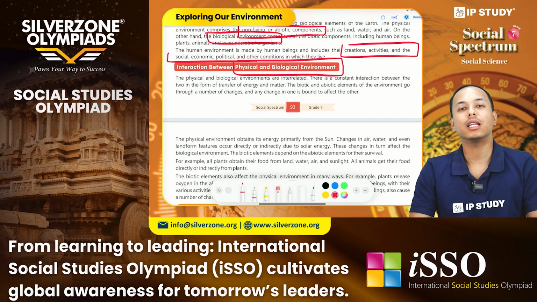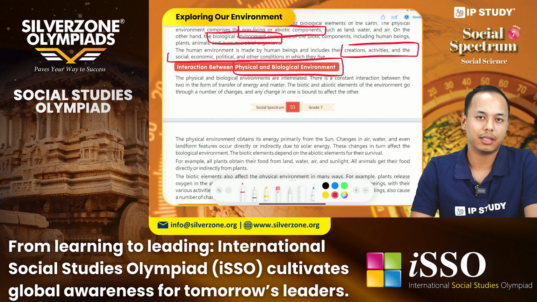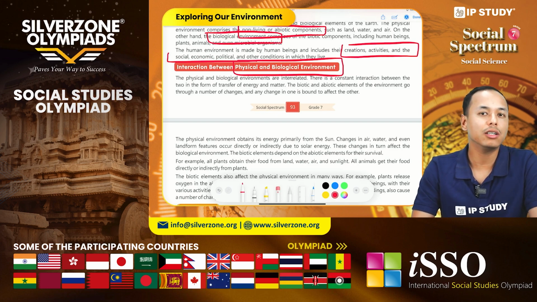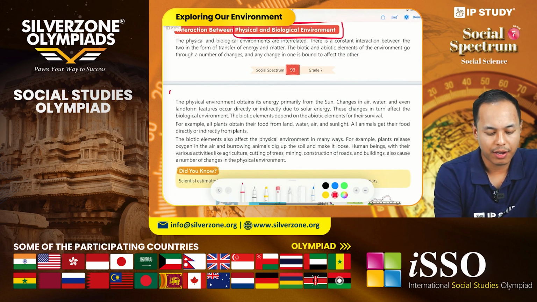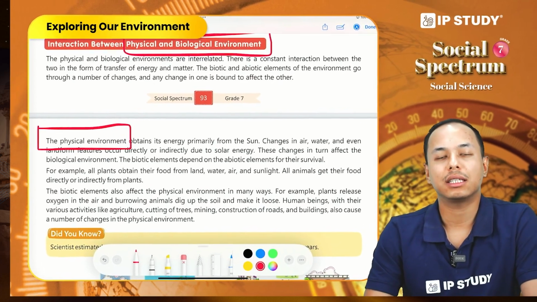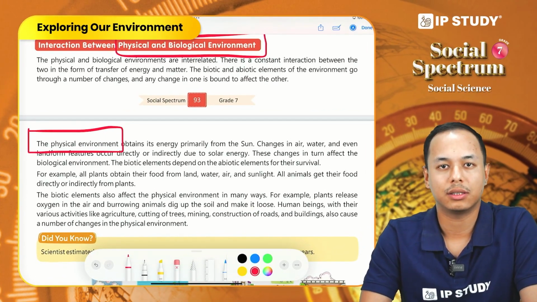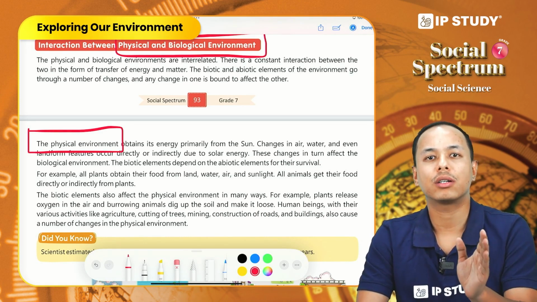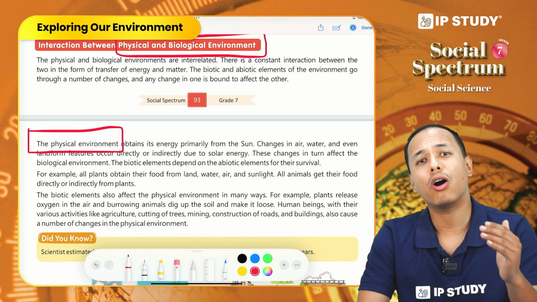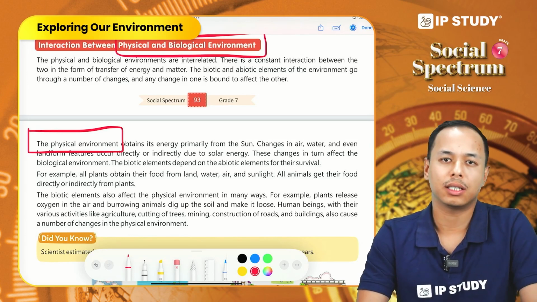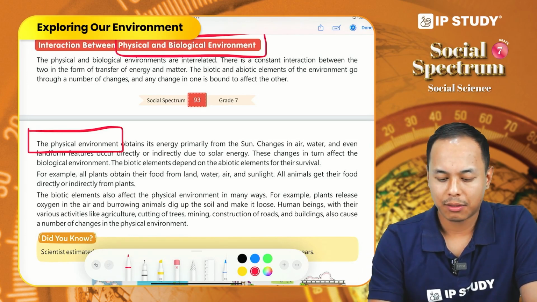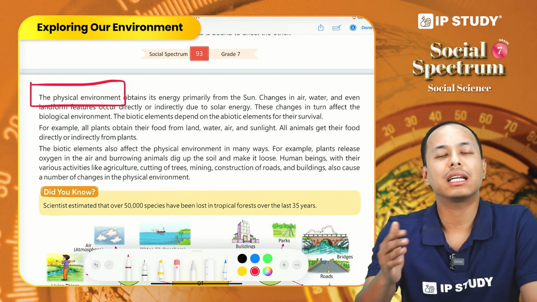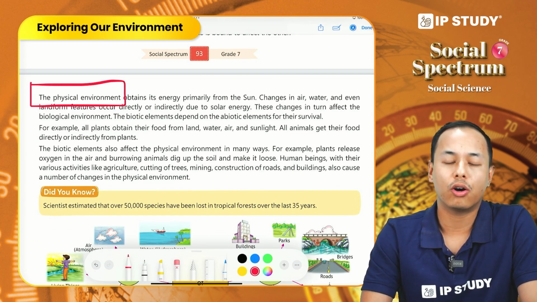Physical and biological environment are interrelated, and there is an interaction between them in the form of transfer of energy or matter. Physical environment obtains its energy from the sun, or solar energy. That means changes in its abiotic elements like air, water, or landform features are directly or indirectly related to the sun or solar energy.